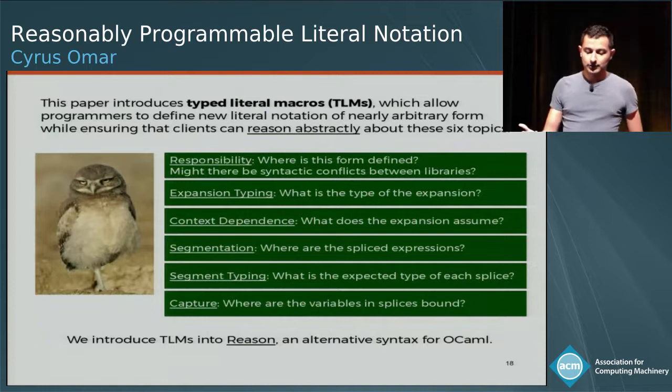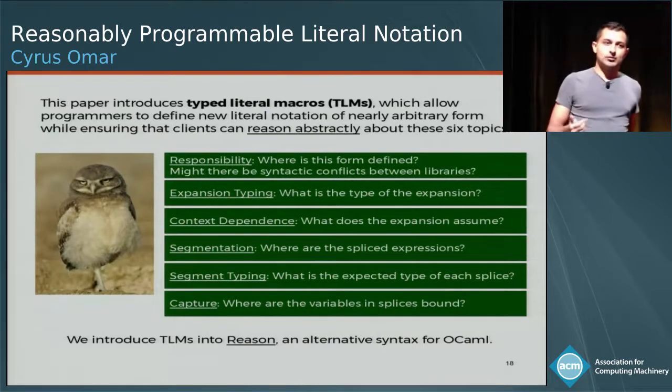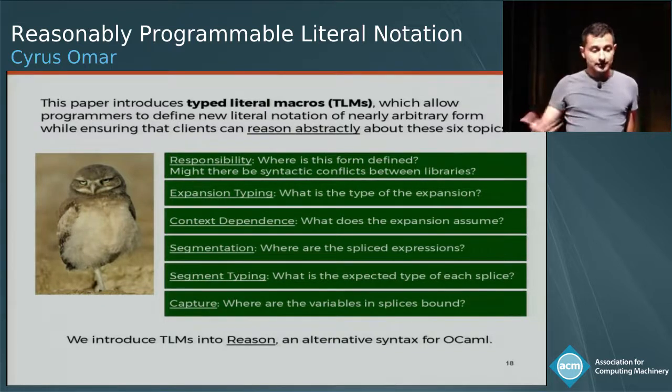And so this paper introduces this mechanism, type literal macros, which allow you to define these new literal notations of nearly arbitrary form, while ensuring that you can reason abstractly about these 6 topics. So I've been assured by an ornithologist that that's what an owl looks like when it's reasoning abstractly.